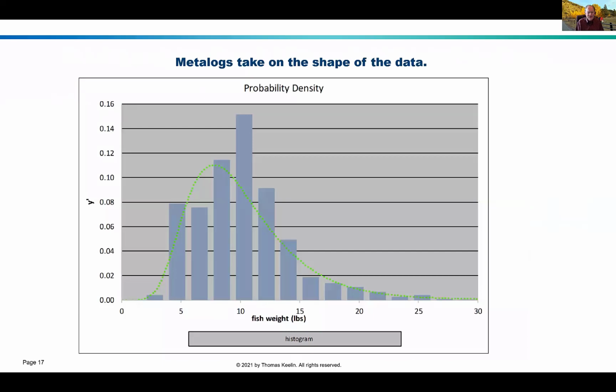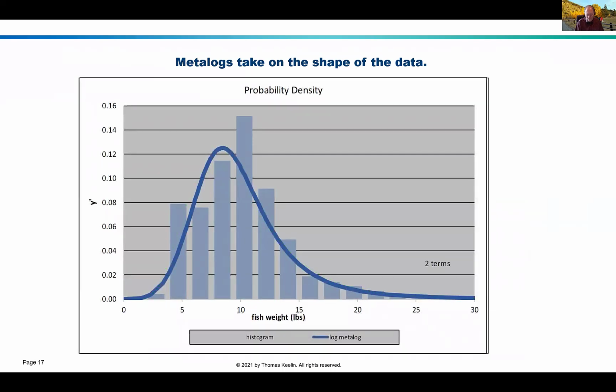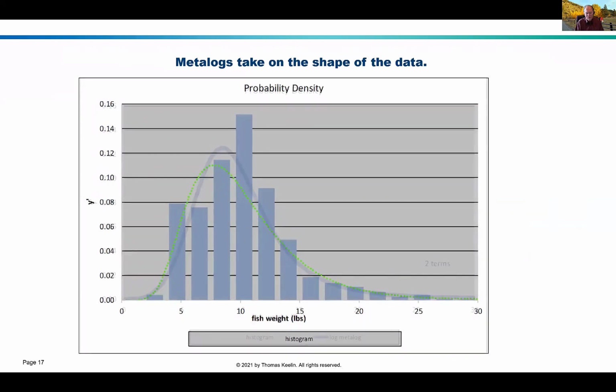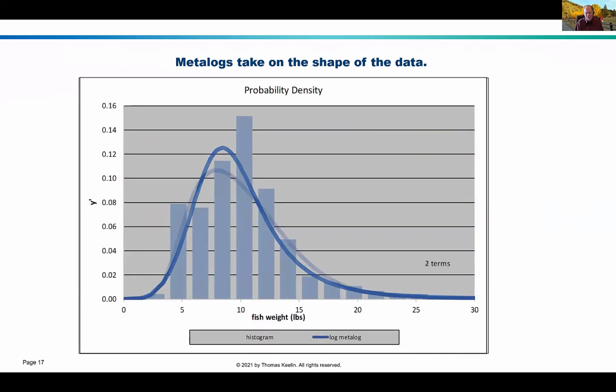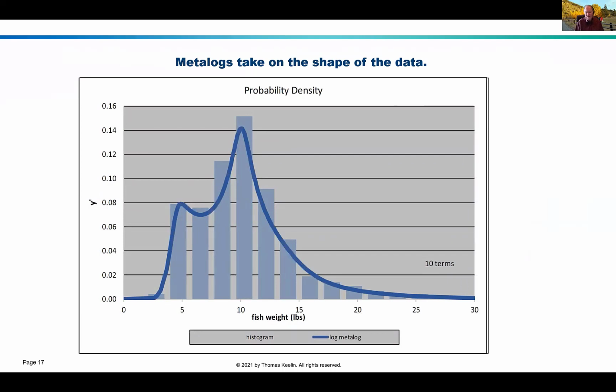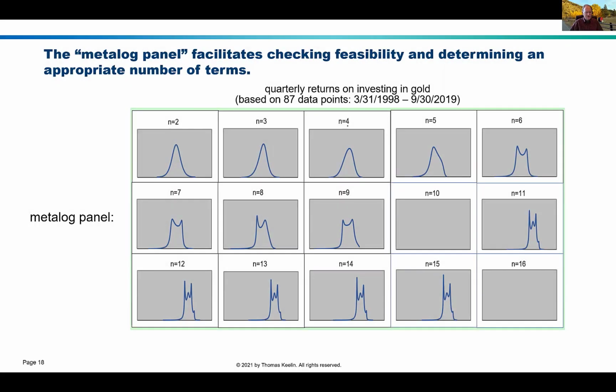But interestingly enough, here's the histogram of the 3,000 data samples. What you're seeing here is the log normal, but if you go with the two-term metalog, it's pretty similar: 4, 6, 8, 10. By the time you get to 10 terms, look at this. The metalog has picked up that there's actually a bimodal shape in this data. And could that be the explanation for one salt versus two salt fish? The younger ones are the lower peak, and the larger ones are the upper peak, or at least very likely so.